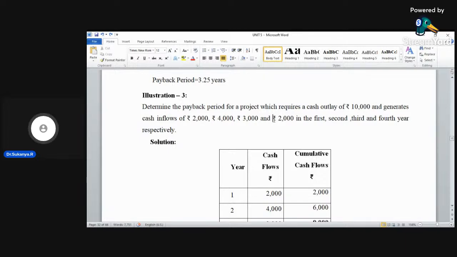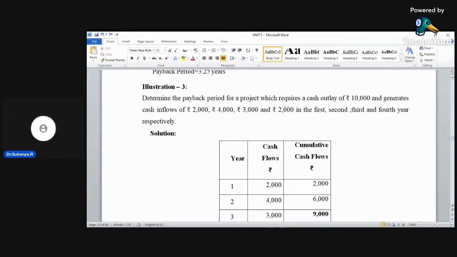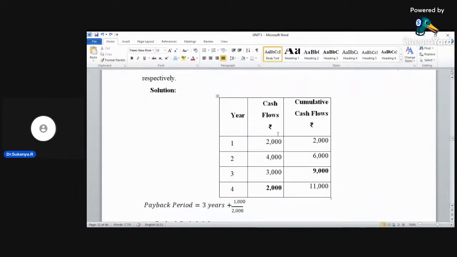So that is why, just like the previous problem, have a look at it. You will make three columns. The first column is the years. The second column, dear students, will be the cash inflows as given. In the first year, the cash inflow is 2,000 rupees. The second year, it is 4,000 rupees. The third year, it is 3,000 rupees. And the fourth year, it is 2,000 rupees.